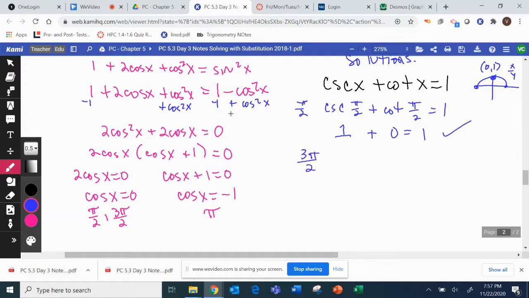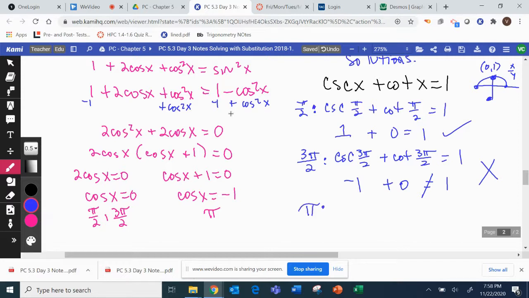Okay, 3 pi over 2. Cosecant at 3 pi over 2, and we're talking about down here, that's going to be -1, plus cotangent at 3 pi over 2 is also 0, and that does not equal 1. So this one is not a solution. That's extraneous.